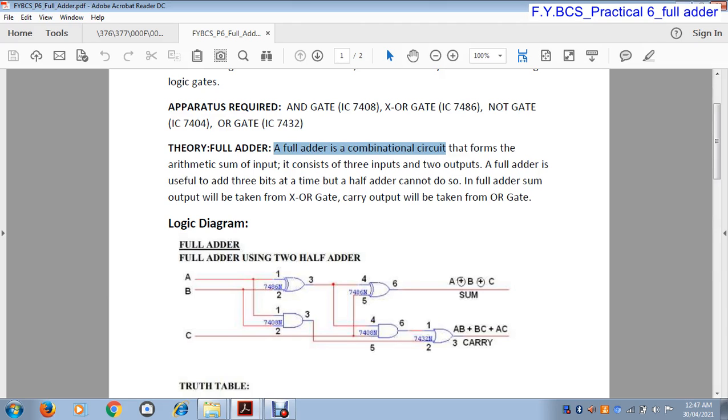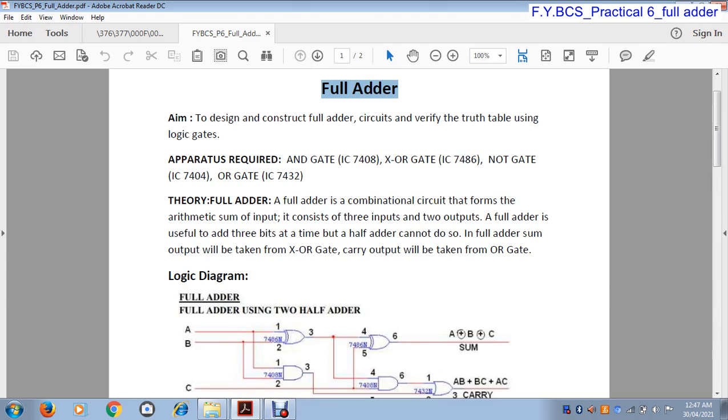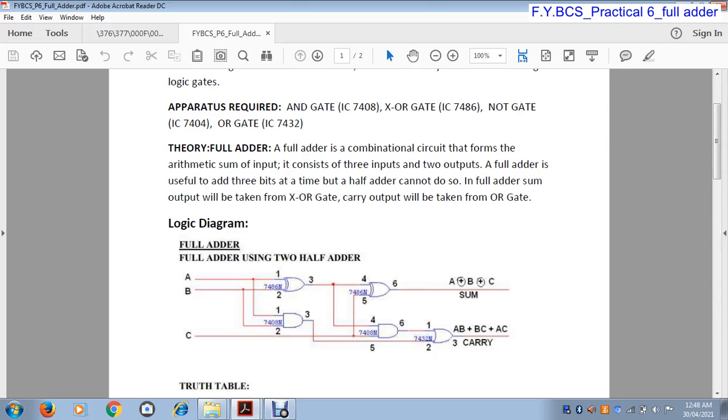We know the logic gates: AND gate, OR gate, NOT gate, NAND gate, NOR gate, XOR gate, XNOR gate. So combinational circuits are combinations of these logic gates, and by using them we can construct combinational circuits. Full adder and half adder are combinational circuits because they are a combination of AND gate, XOR gate, NOT gate. A full adder is useful to add 3 bits at a time, but a half adder cannot do so.